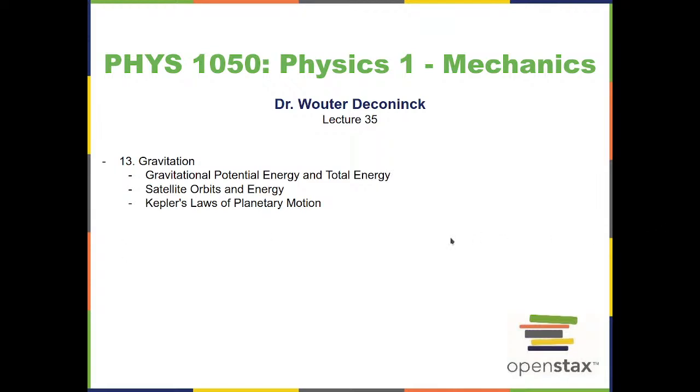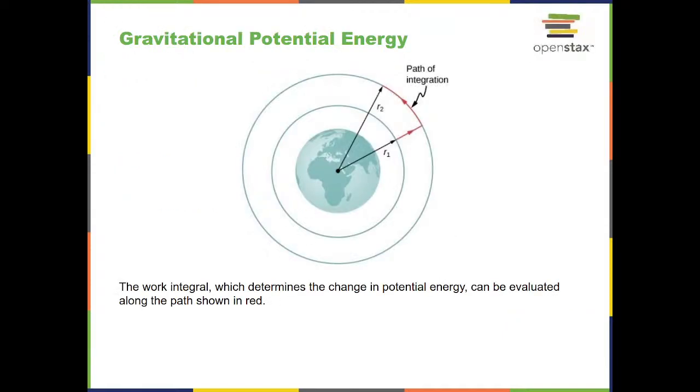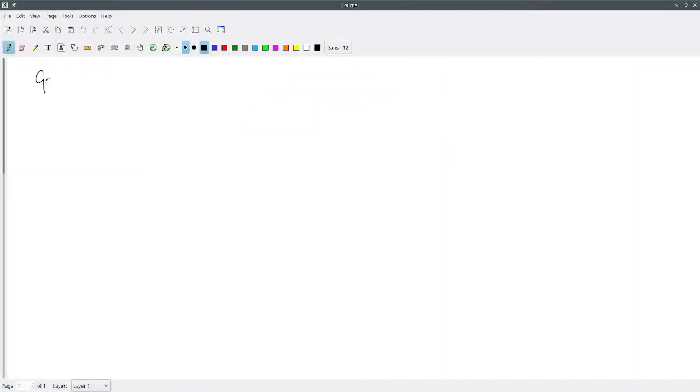Okay, so let's get started with gravitational potential energy. We introduced that last time, at the end of Wednesday's class, and we derived gravitational potential energy using our regular expression for potential energy. So the change in potential energy is minus the integral from some initial position to some final position of the force times dr.